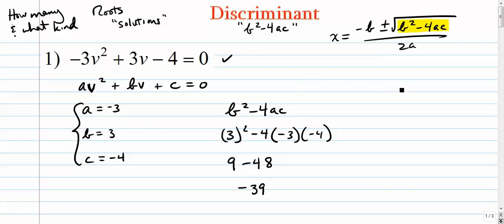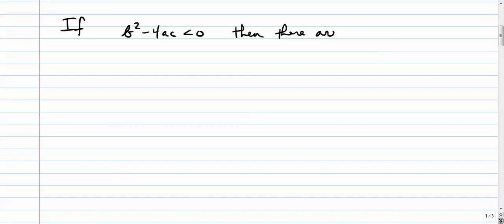Now, what does that mean? When your discriminant is negative, we basically have 3 categories. So let's write this down now. If b squared minus 4ac is less than 0, which it is here, then there are 2 imaginary solutions. When you say imaginary, we're talking about complex numbers.